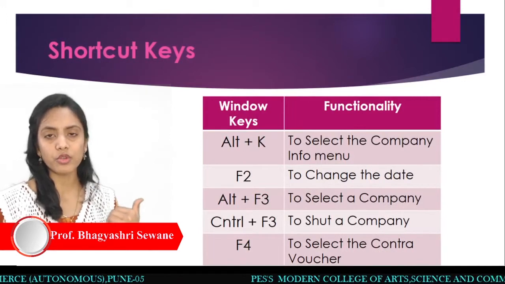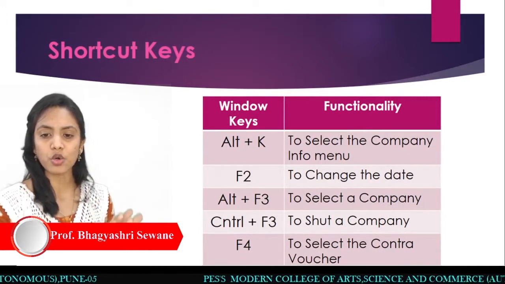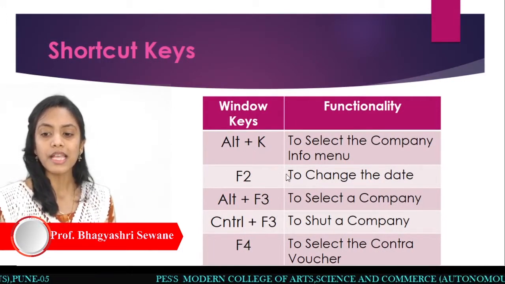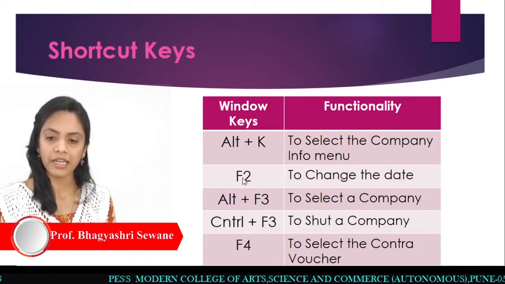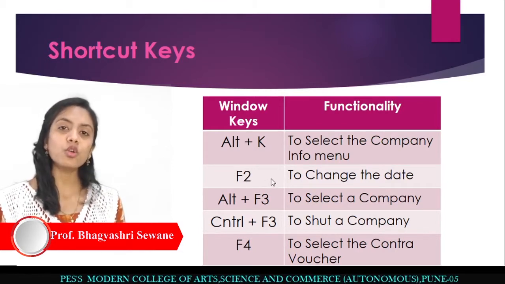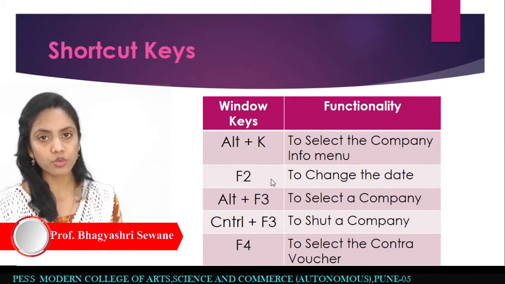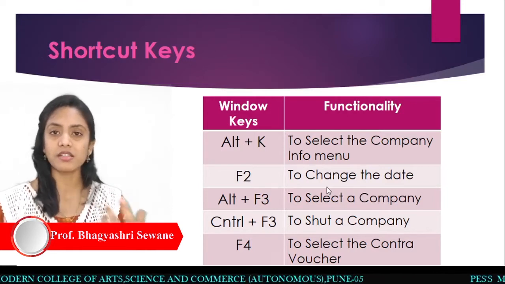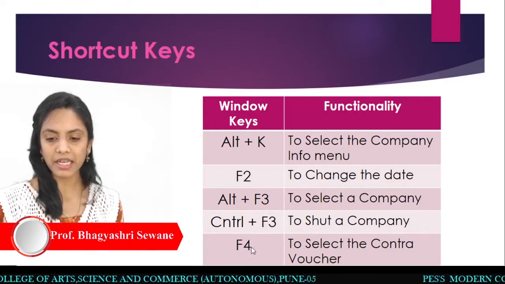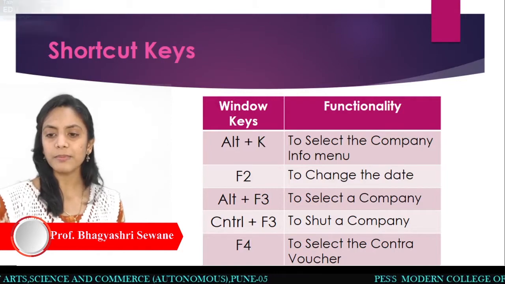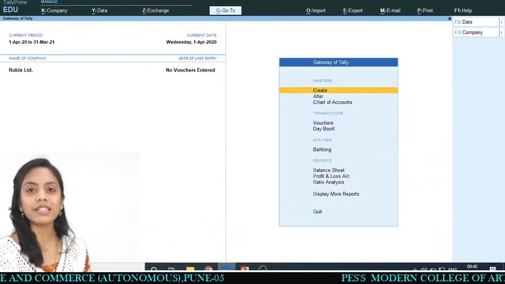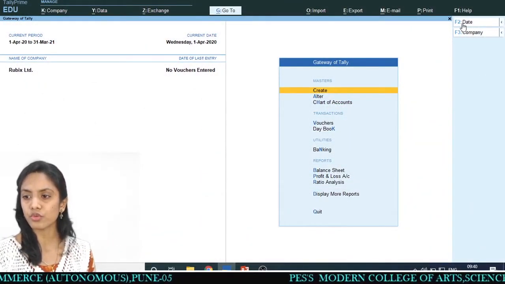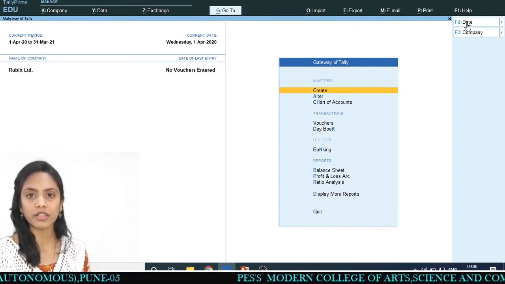First of all, I want to tell you about the shortcut key related to the period, that is related to the date, that is F2. You can use F2 for the purpose of changing the date. When you go to Tally, you can see over here F2, that is the date.